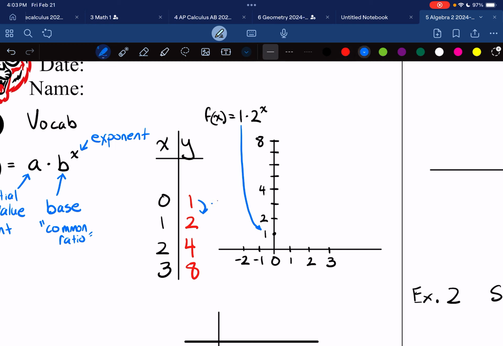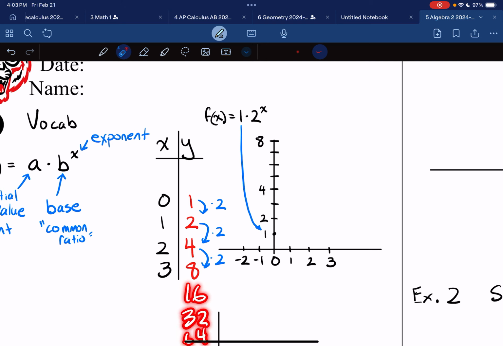And notice the pattern with the table. To get from 1 to 2, I multiply by 2. To get from 2 to 4, I multiply by 2. To get from 4 to 8, I'm multiplying by 2. So you could predict the pattern is going to continue on, and you'd be correct. You'd say it goes 16, and 32, then 64, and it keeps going like that. Good job. Yeah, that's exactly how it works.